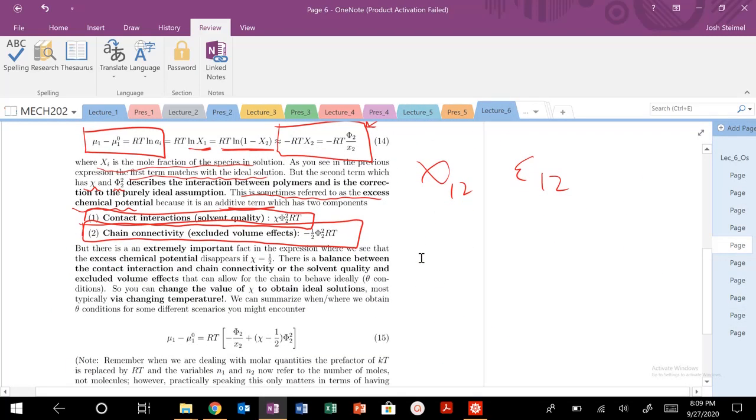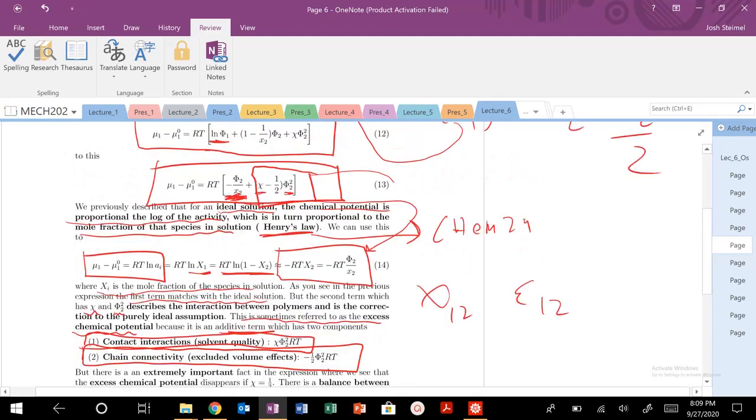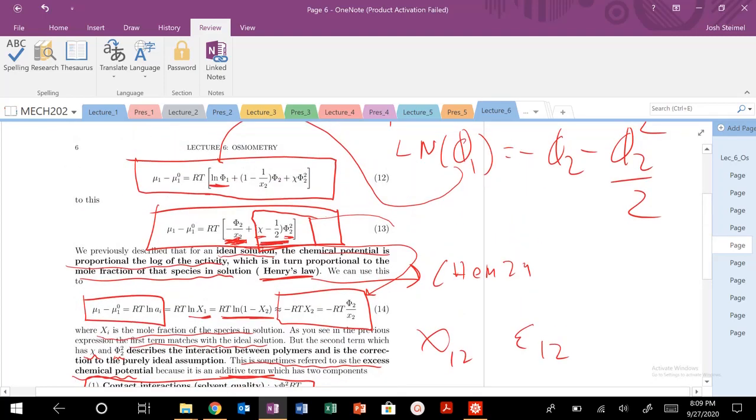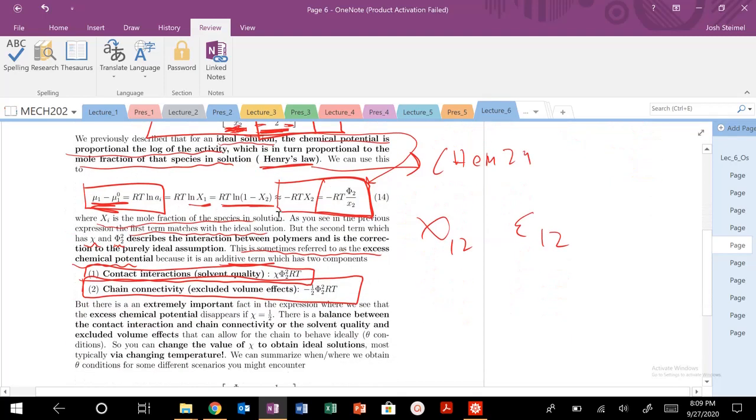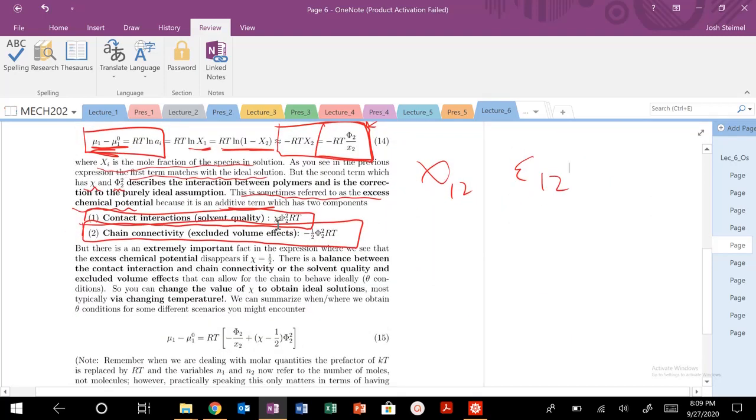So we have in this excess chemical potential this term right here that deviates from the ideal solution. The ideal solution says that our change in chemical potential should just be this first term right here. But we have this excess chemical potential because we are not in this ideal solution model. We have some interactions between solvent and polymer going on here. So this is a really critical term because some really interesting things could happen. Specifically, what happens to this excess chemical potential when chi is equal to 1/2?